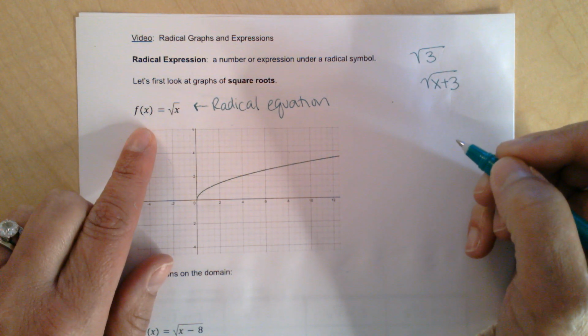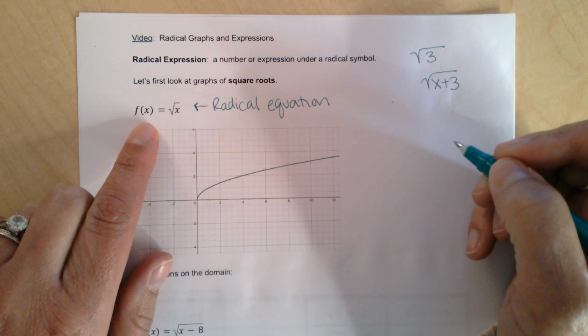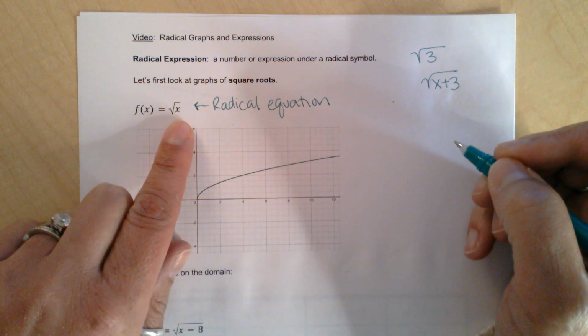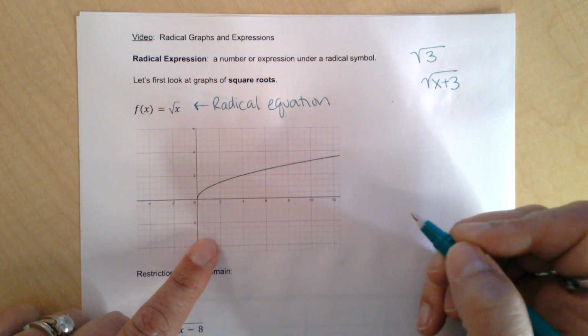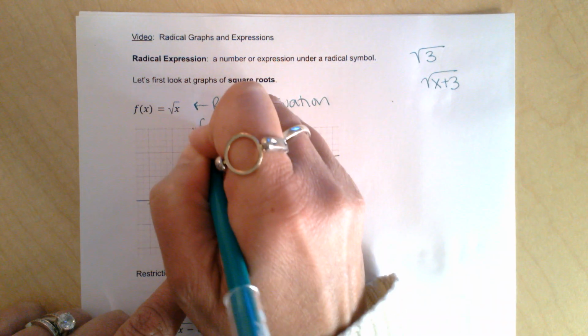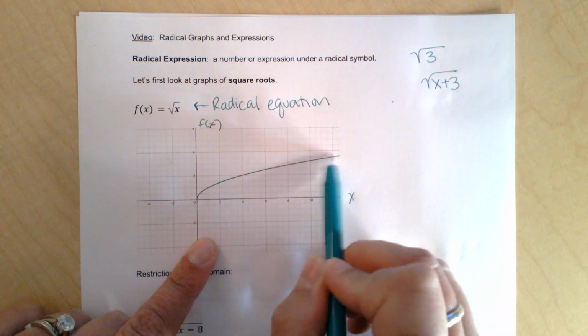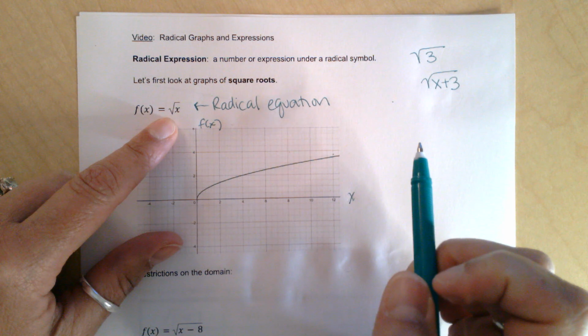A radical equation is f of x equals the square root of x, where we have an expression, but then it's set equal to f of x. And this is the graph. We have x, this is f of x, and this is the graph of this radical equation.